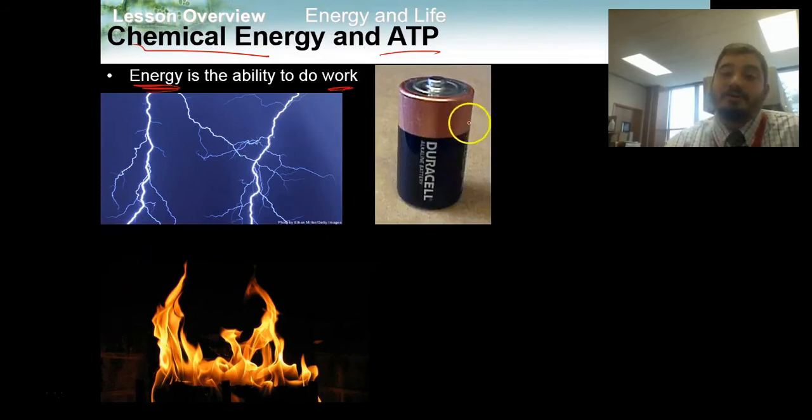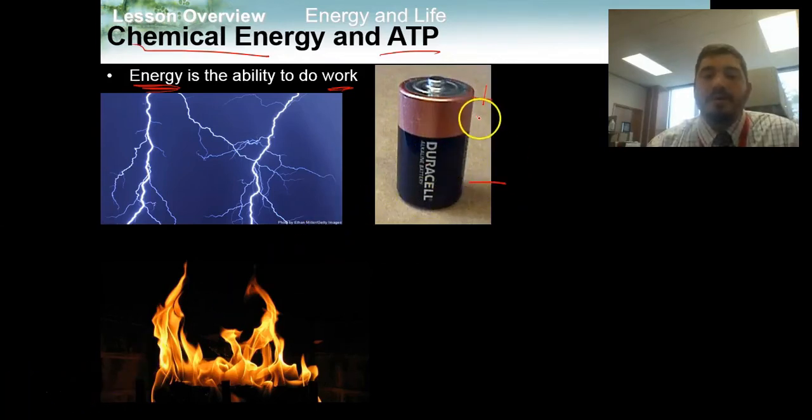We can have chemical energy, right? This battery here has a positive and negative side, which is controlled by different chemicals. Right, without getting into batteries too much, there's different chemicals on each side of this battery that are going to be used, right, to have some sort of chemical energy, which will then create electricity.